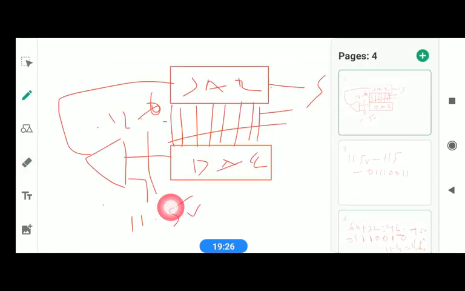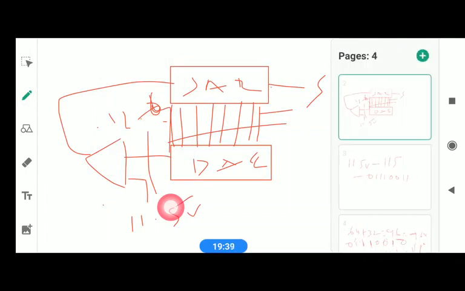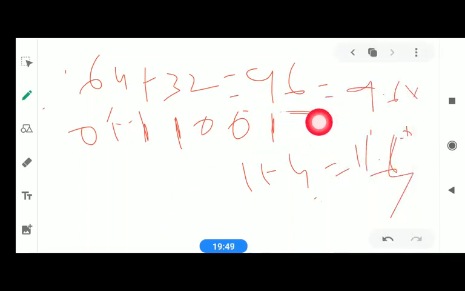Now you can see here that 11.4 is lesser than 11.5. The DAC output is lesser than 11.5, so the SAR will keep this 1 as it is and make this 0 a 1.